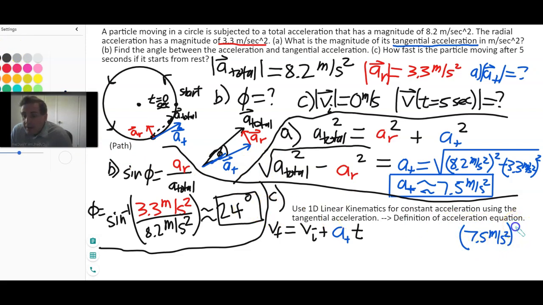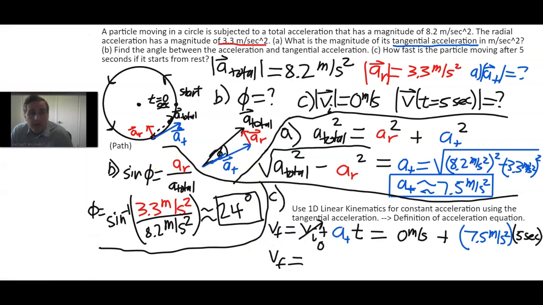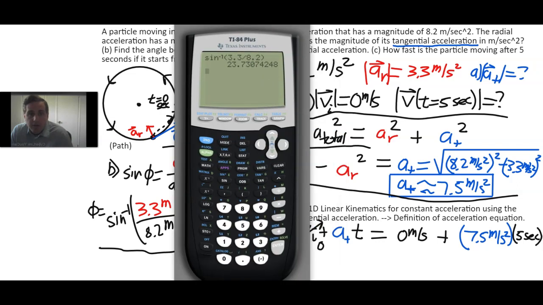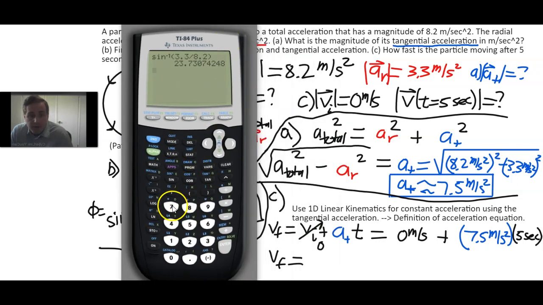That is multiplied by a time of 5 seconds. And we have to add to that the initial velocity, which is 0. So we don't even need to worry about this initial velocity. I could have just written a 0 right there. But let's go ahead and multiply 7.5 times 5 seconds to get this final velocity. So, calculator. We just need 7.5 times 5. Okay, so 37.5 meters per second.